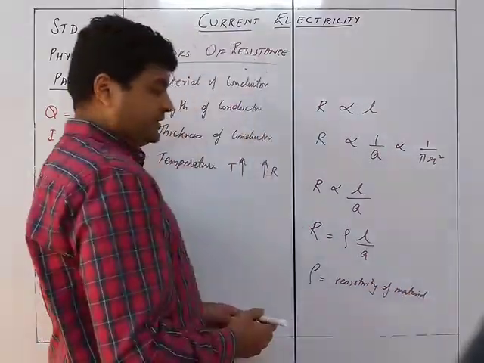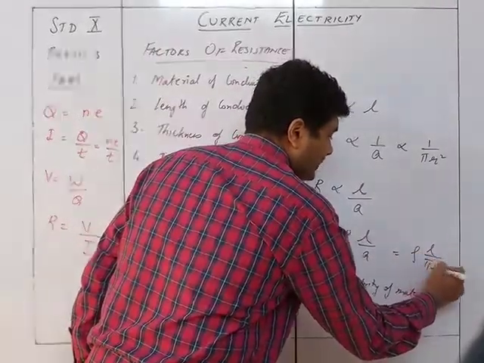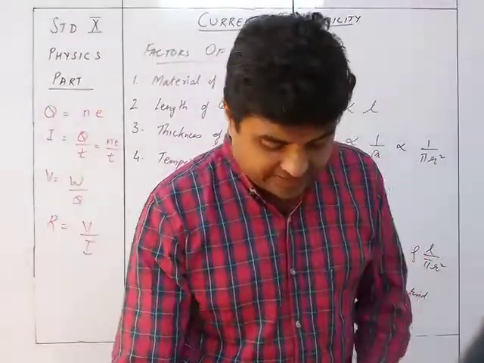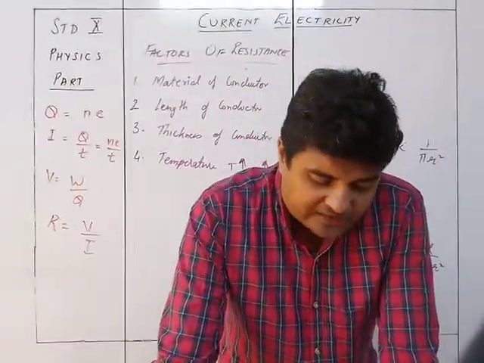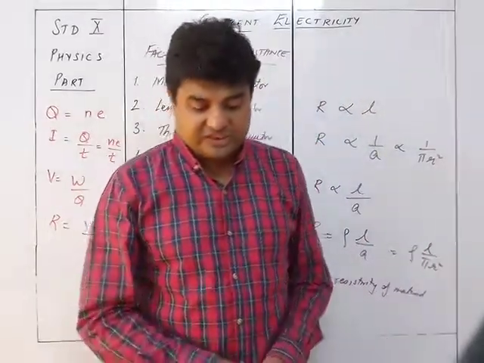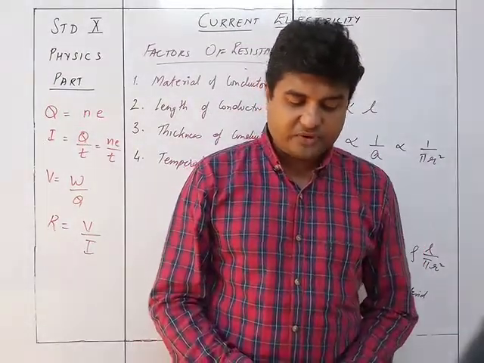Okay, so this can also be written as rho L upon pi r square. So that is also correct. Hence we see that rho is a constant which is characteristic of the material of the wire and is called the specific resistance or resistivity of the material of the wire. It is different for different materials.